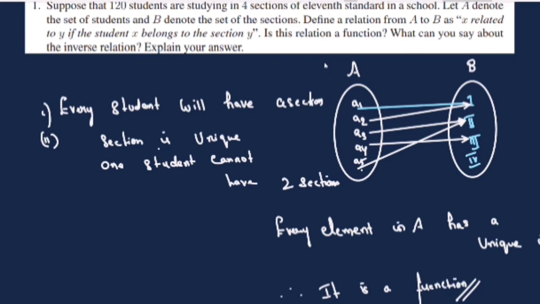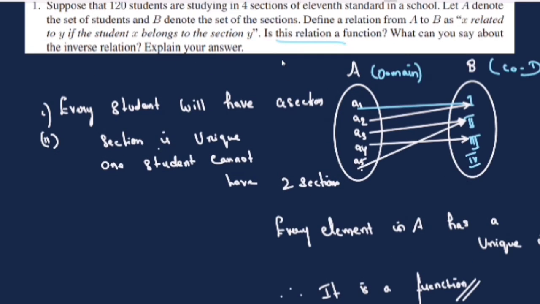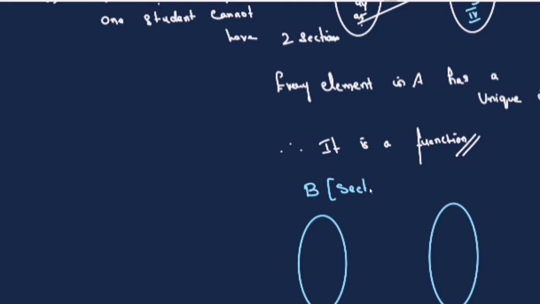Now, is this relation a function? Yes. What can you say about the inverse relation? Now, see here, which is the domain? A is the domain. What is A here? The set of students is the domain. And what about B? B is the codomain. Now, if it is an inverse relation, inverse means the codomain B will become the domain. What is B here? The set of sections.